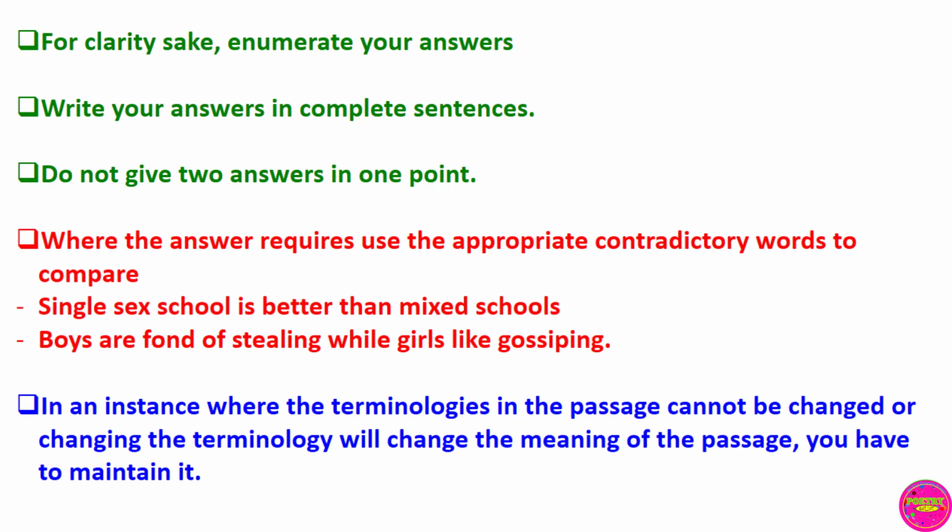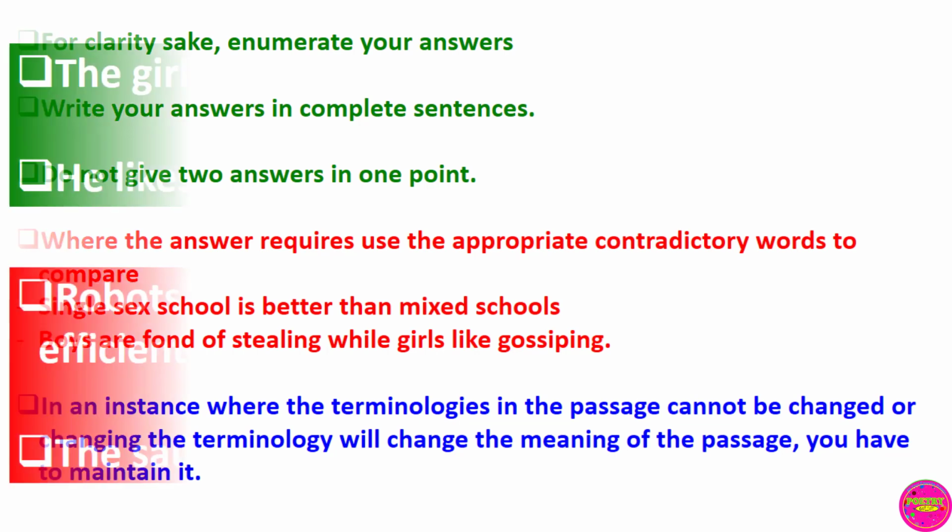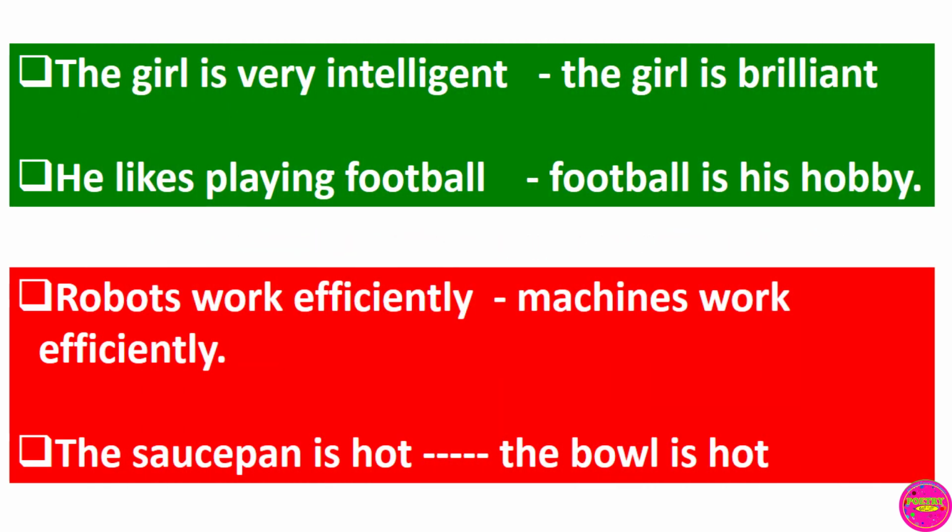Do not change the meaning of a word. That will change the meaning of the entire passage. This is very wrong. So let's consider this example. The girl is very intelligent. If you write, the girl is brilliant, that's okay. He likes playing football. If you write, football is his hobby, it's equally correct.